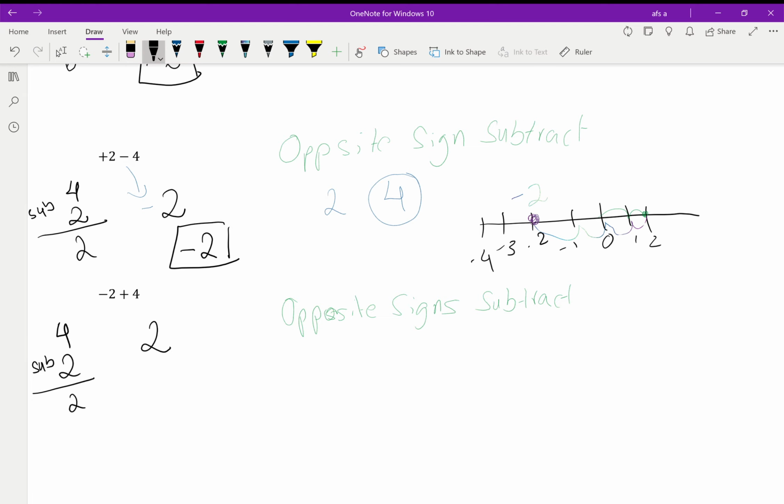Let's figure out the sign. Remember, to figure out the sign, we look at the absolute values, figure out which is the bigger one, and keep the sign of the bigger one. In this case, the bigger one is the 4, so you keep the sign of that, leaving you with +2 for the final answer.